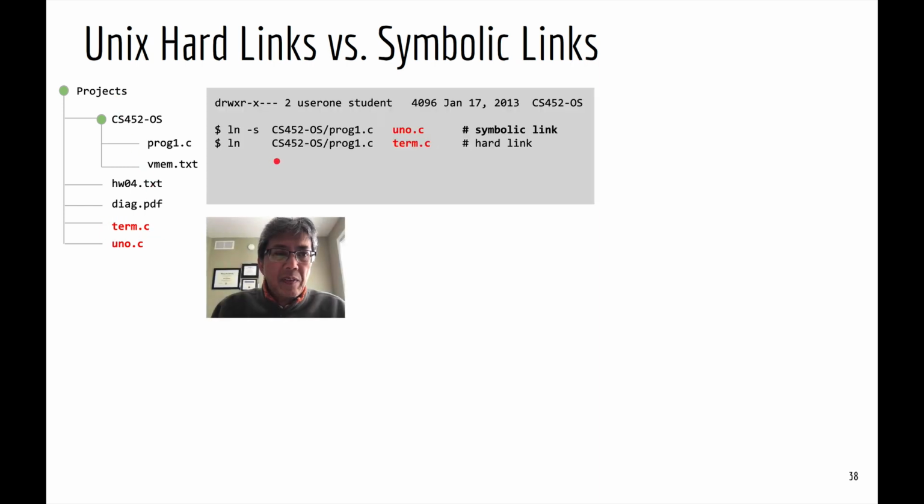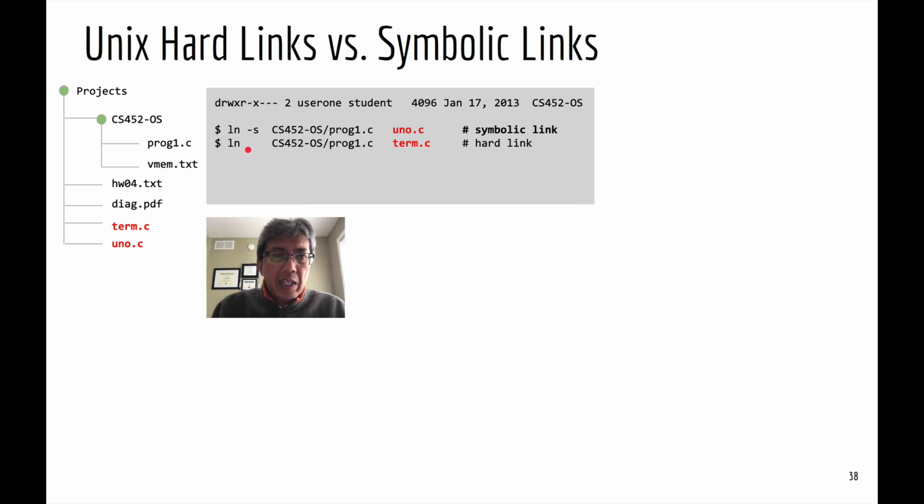To create a soft link, you will use the ln command and you will say ln -s. -s is for soft link or symbolic link. The next argument is the original file, or we call it the source file, and then the next argument is the name of the link.